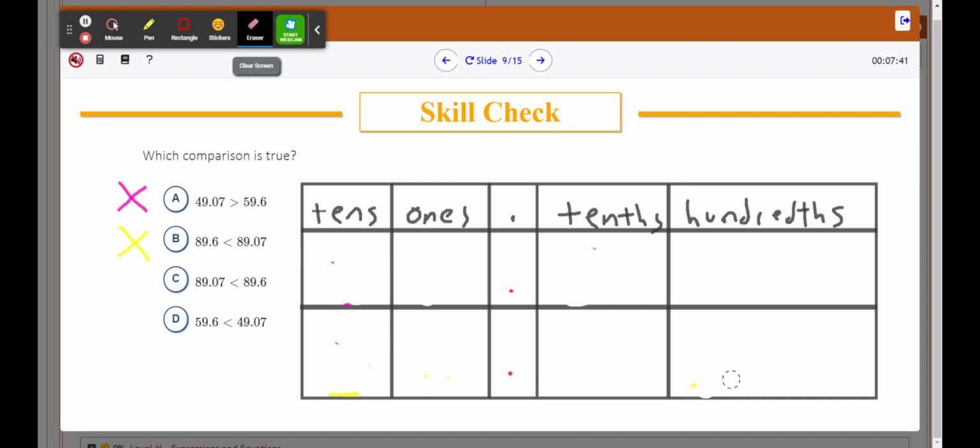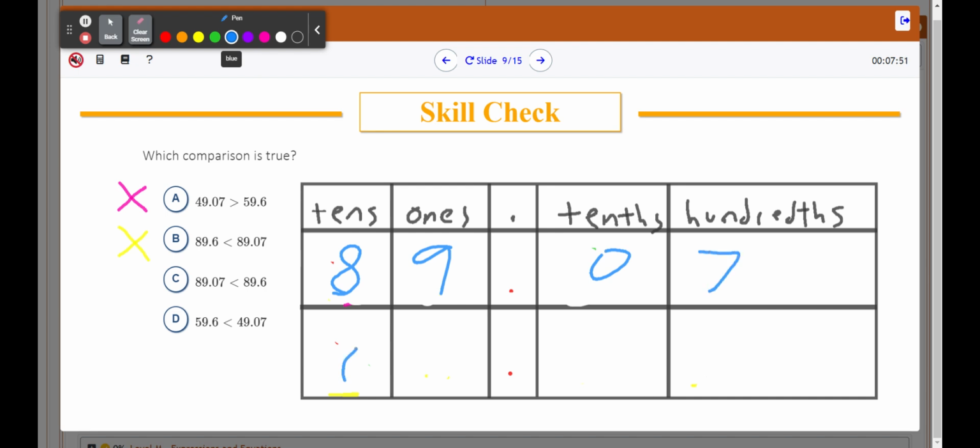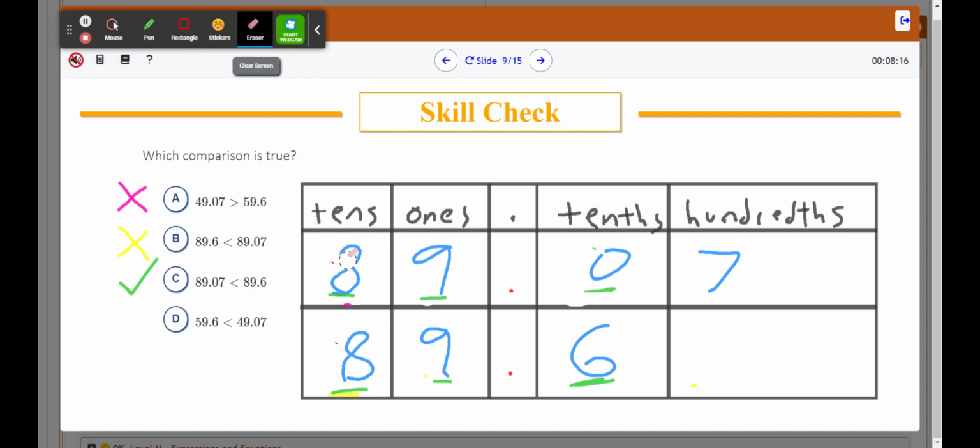All right, so let's look at our next set of numbers, shall we? So we've got 89.07 is less than 89.6. Well, they took the same thing we just had and switched it around. So again, starting on the left, the 8s are the same, the 9s are the same. 0 is less than 6, meaning that 89.07 is less than 89.6.